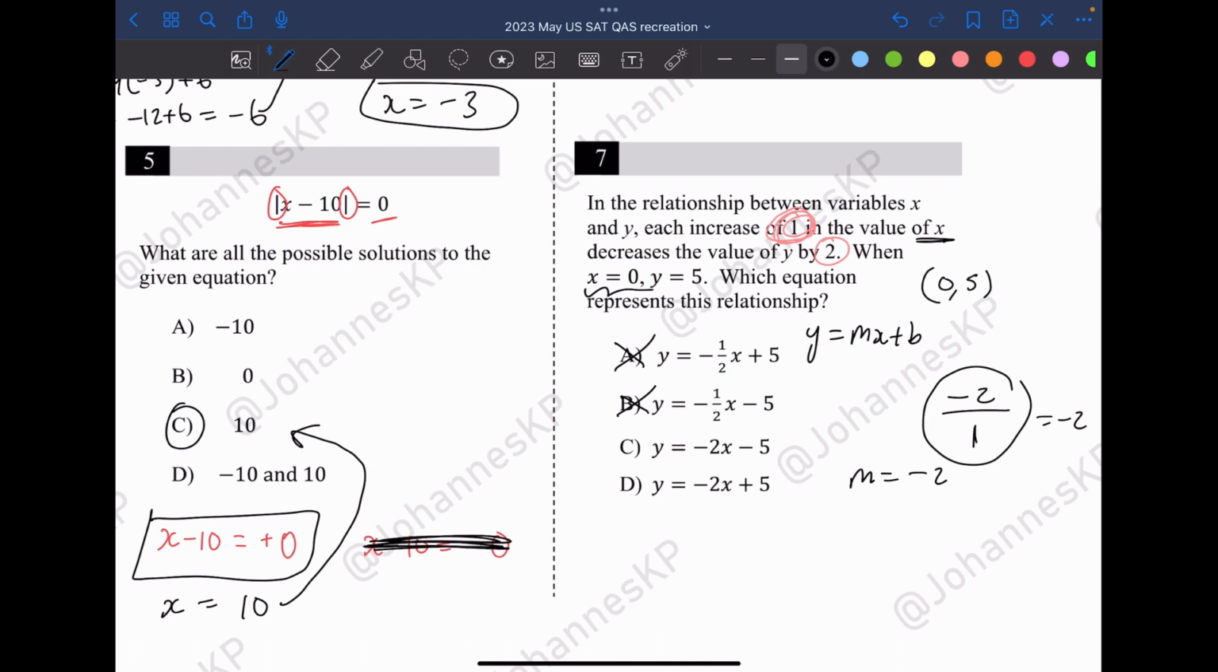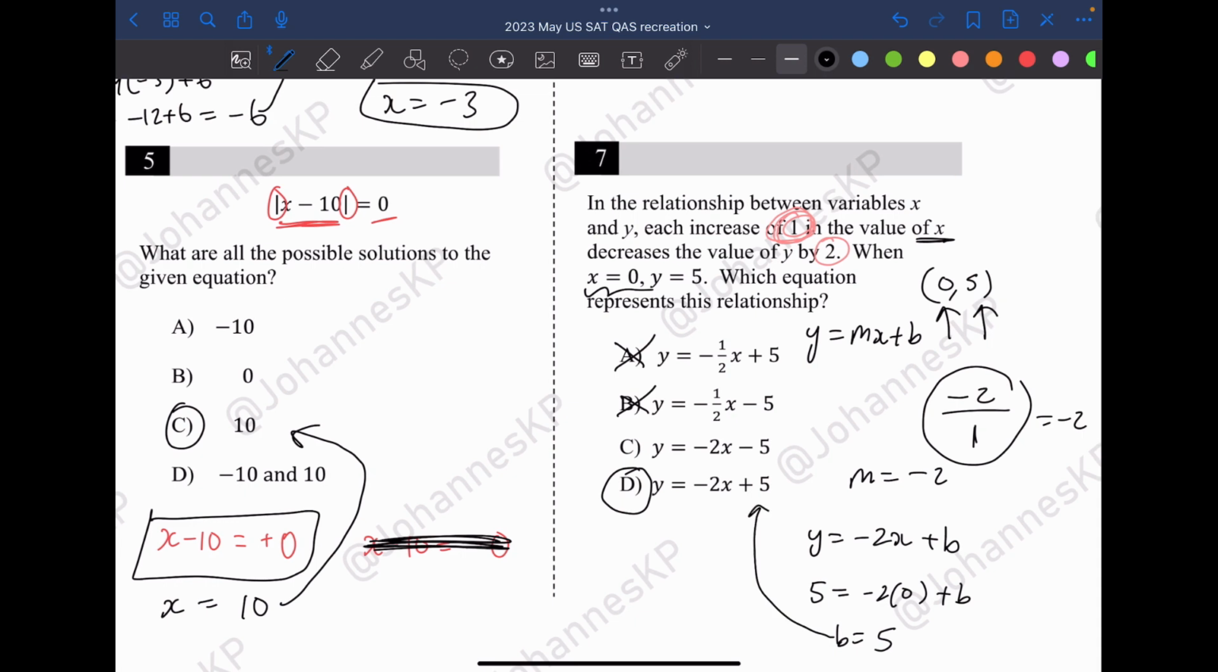So let's use that. We know that y is going to be equal to negative 2x plus b. In this case, x is 0, y is 5. So 5 is equal to negative 2 times 0 plus b. And then if you solve this, b is equal to 5. And we are done. So D.